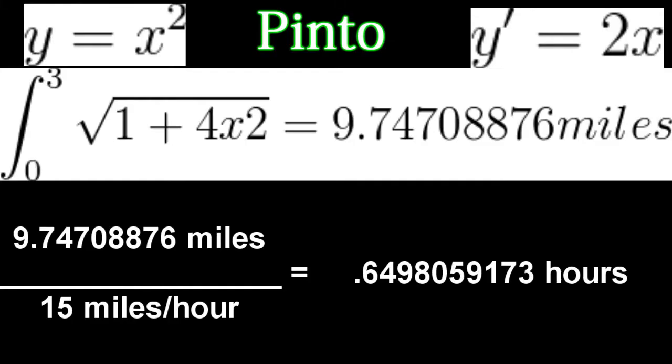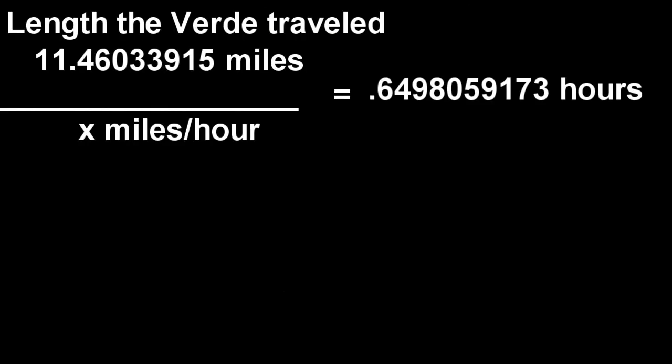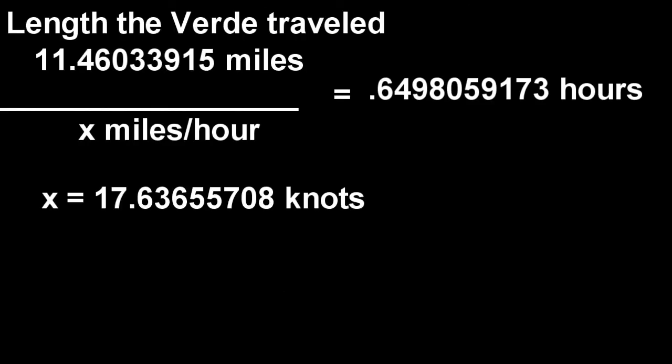Now that we know how far the Verde traveled, we must know how long it took to get there. But we can only find this out by using the same definite integral to find how long it took the Pinto to reach the same distance miles east, since the problem states that the Pinto's speed is 15 knots. Now that we know it took the Verde this amount of time to travel its amount of miles, we can find the speed the Verde was traveling. The Verde travels almost 18 knots, which makes sense, since the Verde is a faster boat and is having to take a longer route in the same amount of time.